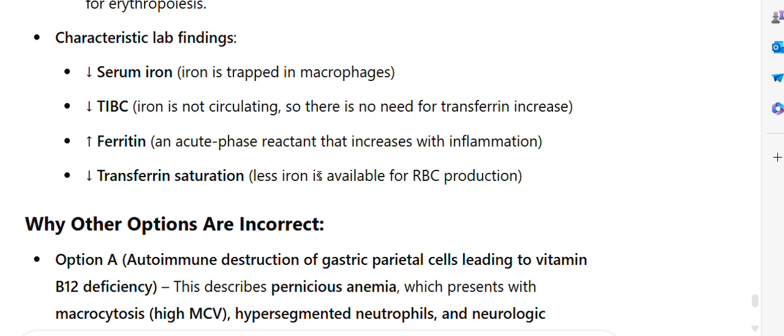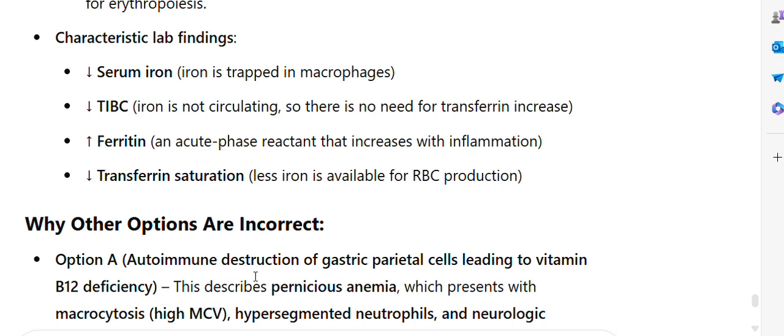Why other options are incorrect? Option A, autoimmune destruction of gastric parietal cells leading to vitamin B12 deficiency. This describes pernicious anemia, which presents with macrocytosis, high MCV, hypersegmented neutrophils, and neurologic symptoms.